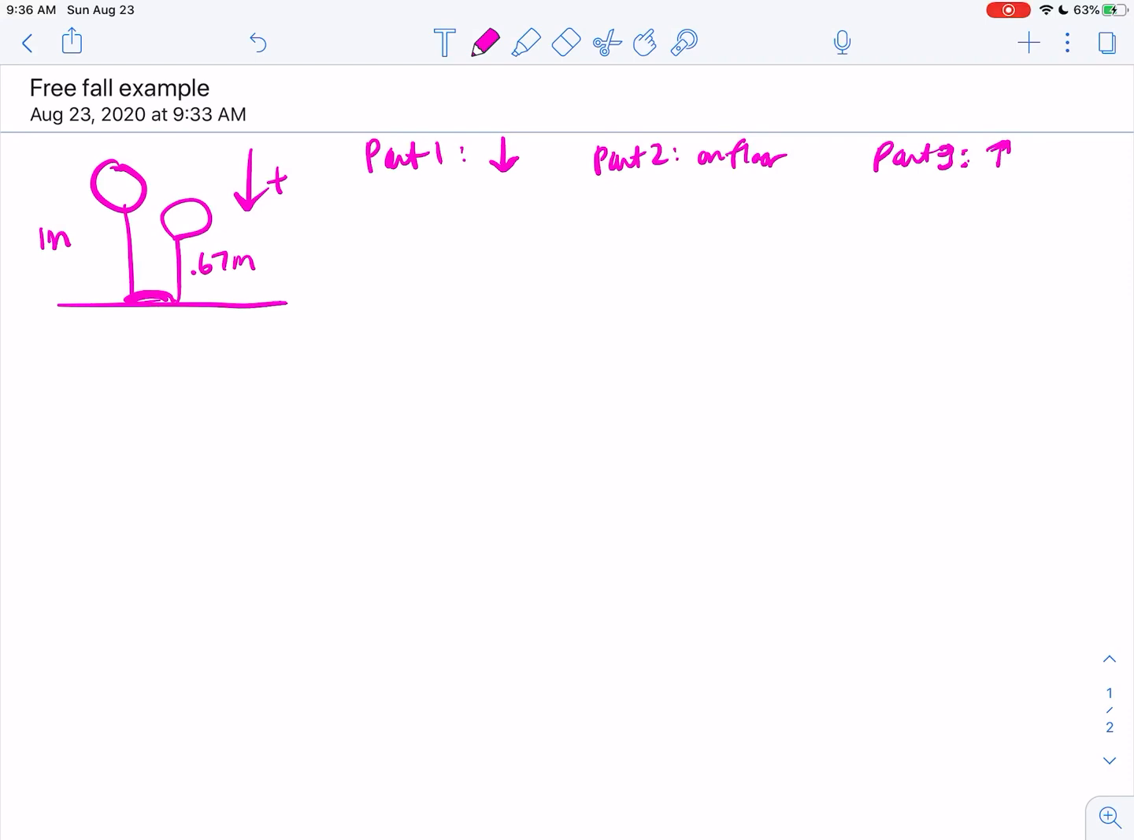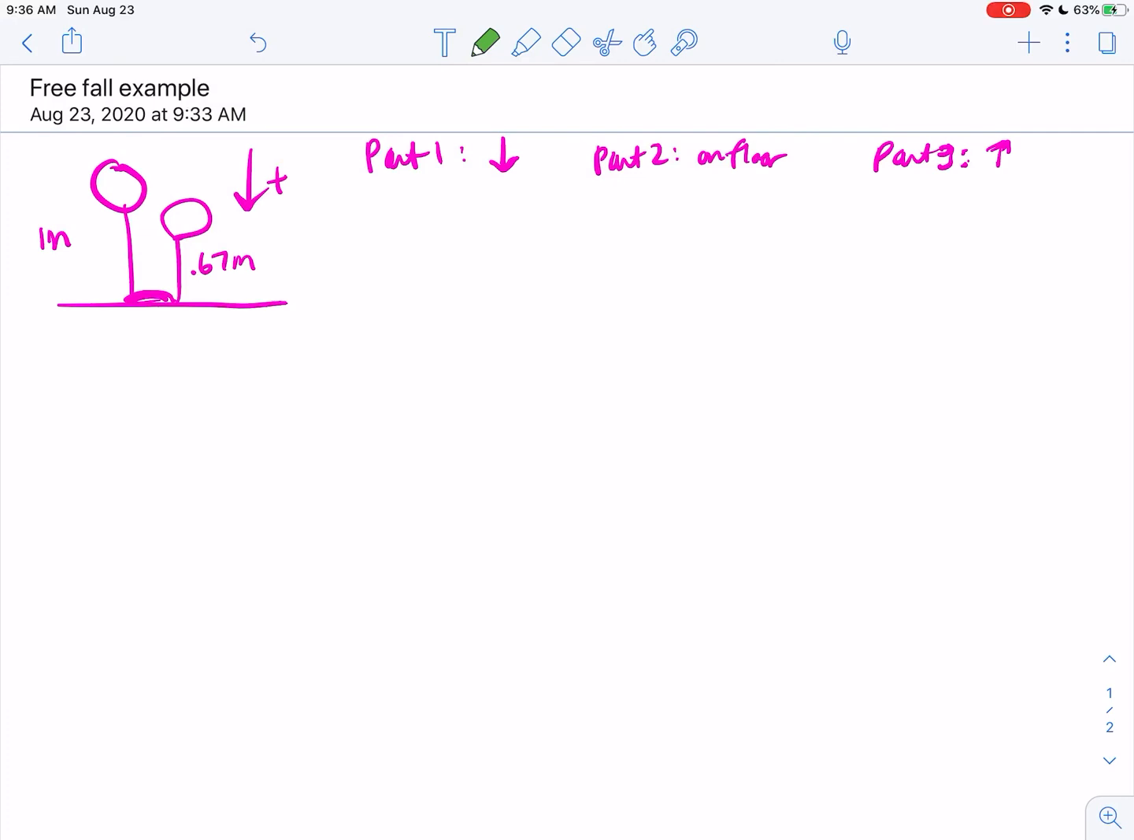So you can use the kinematics equations for each part separately, right? But it's 3 different things happening, because the acceleration is not constant when it's in the air versus on the floor. All right, so let's just go ahead and write down what we know.